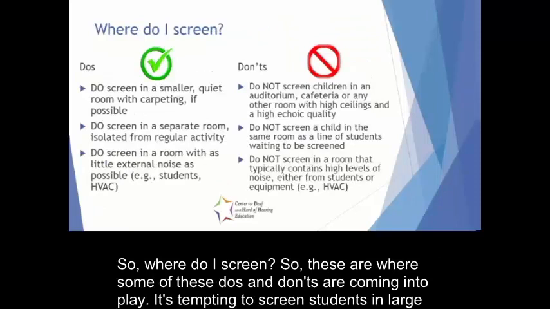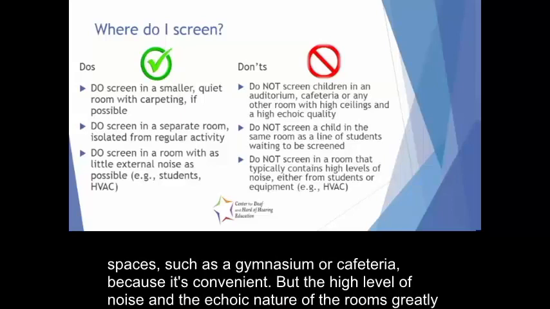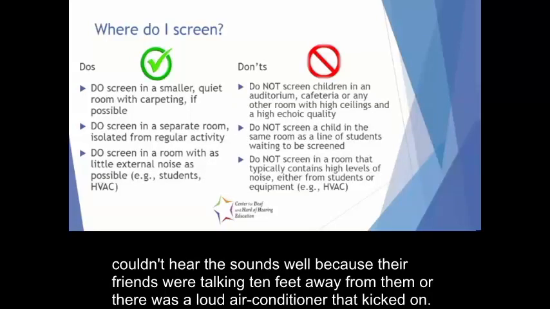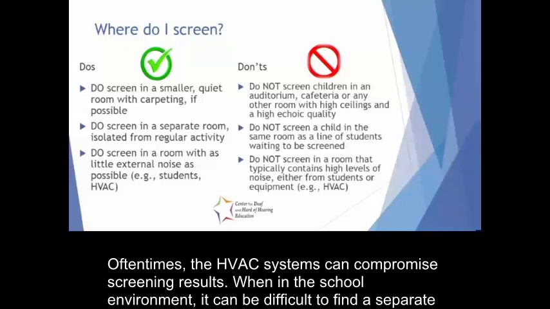So where do I screen? This is where some of these do's and don'ts come into play. It's tempting to screen students in large spaces, such as a gymnasium or a cafeteria, because it's convenient. But the high level of noise and the echoic nature of the rooms greatly compromise the accuracy of your screening. This may lead to significant over-referrals, referring children with normal hearing who just couldn't hear the sounds well because their friends were talking 10 feet away from them, or there was a loud air conditioner that kicked on. Oftentimes, the HVAC systems can compromise screening results.